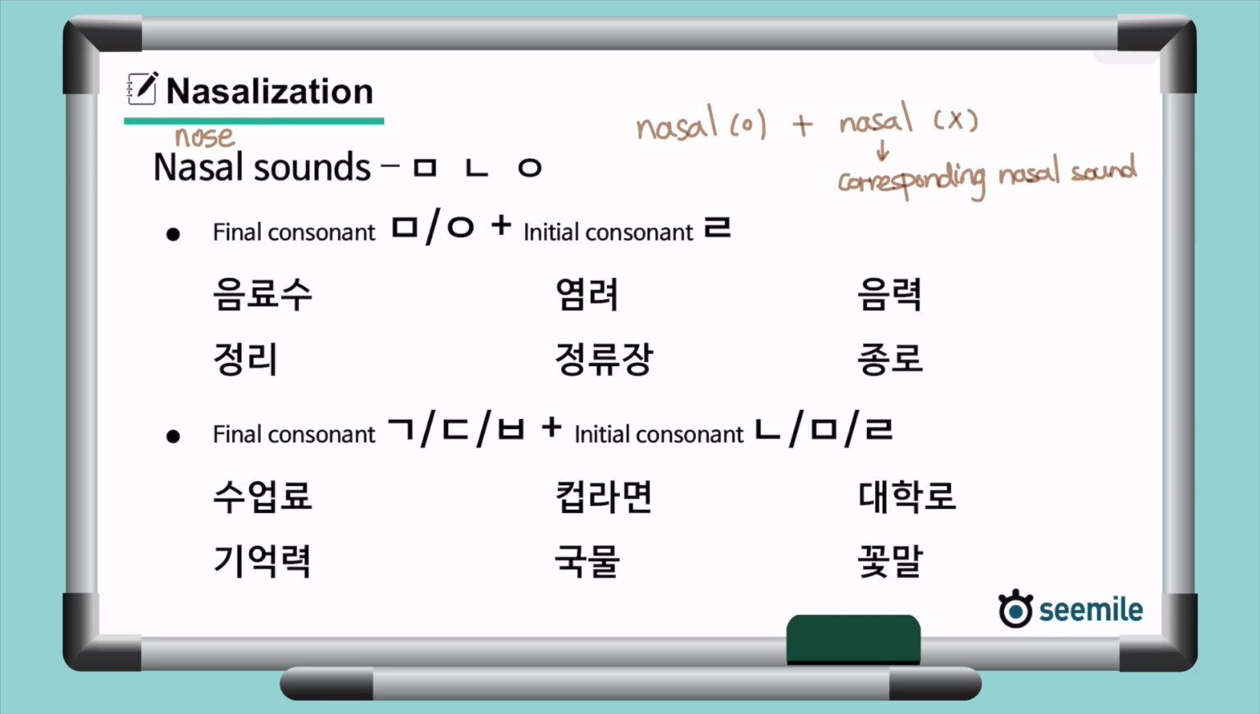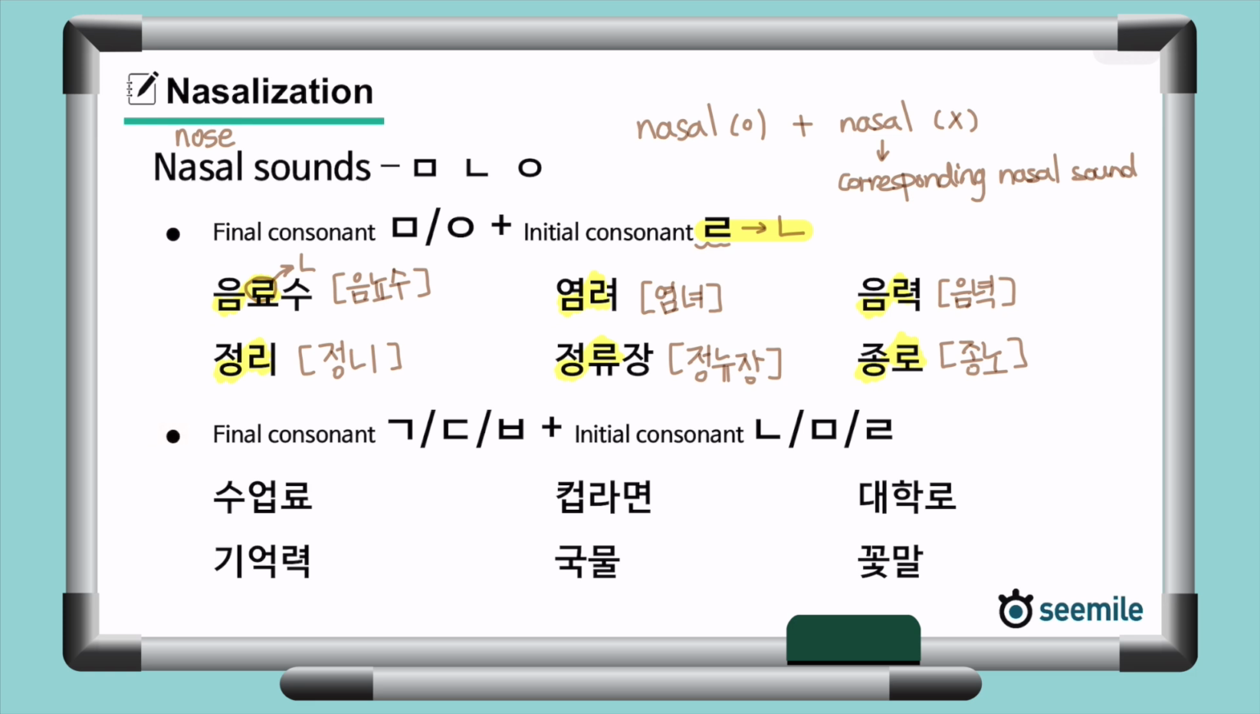First, when the final consonant 미음 and 이응 are followed by 리을, 리을 is pronounced as н, which is its corresponding nasal sound. For example, in this word 음료수, the final consonant 미음 is followed by 리을, and thus it has to be pronounced as н. So it reads 음료수. For the same reason, we read it 염려, 음력, 정리, 정류장, 종로.